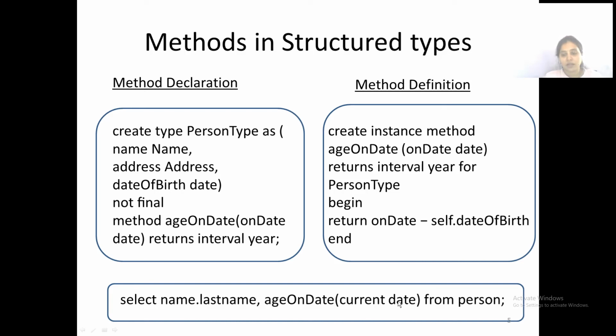So current date is passed as a parameter to this age on date. Based on this current date, this method will calculate the age of that person, and then it is returned over here, from person table. This method gets invoked for every record available in this person table. So that becomes the instance here, and this self means each record or each row is considered here by the self keyword.